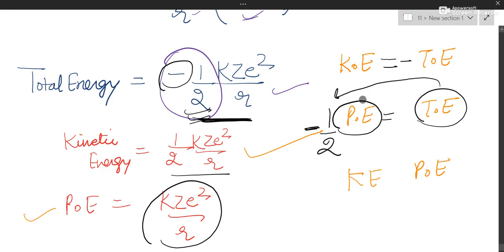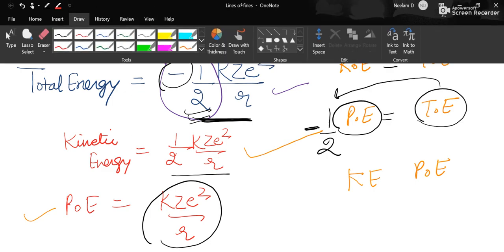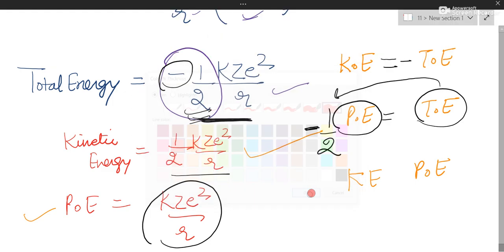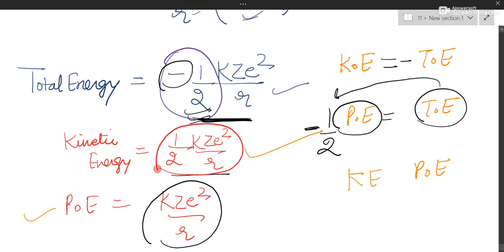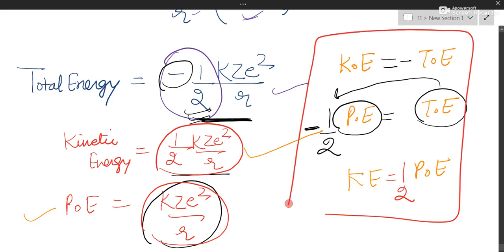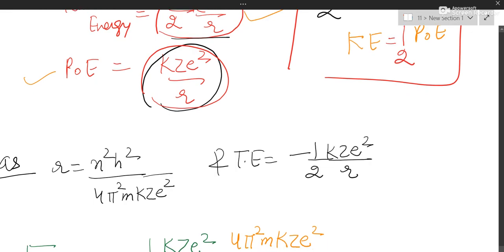Now coming to kinetic and potential. For that you will have to look at the formulas of kinetic and potential. Let us see, kinetic is this. Let us see, potential is this. So sign is equal, but kinetic energy is half. So kinetic energy is half of this. These are very important relations between kinetic and total, potential and total, and kinetic and potential energy.